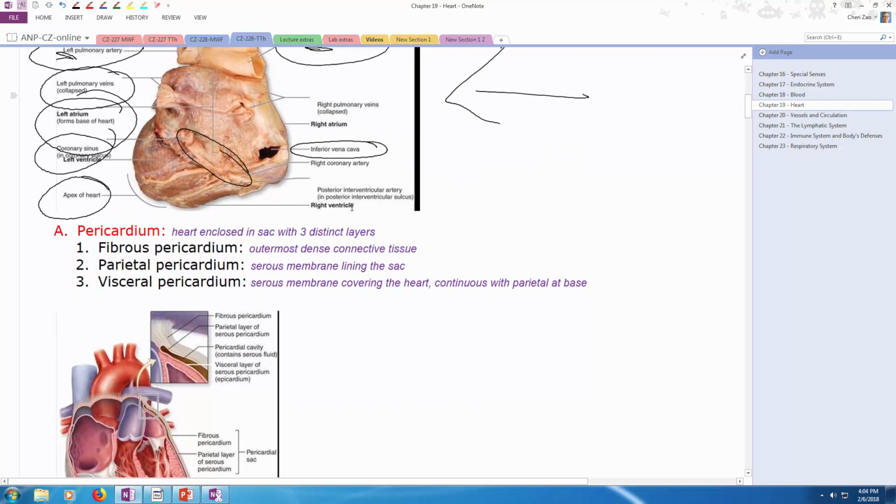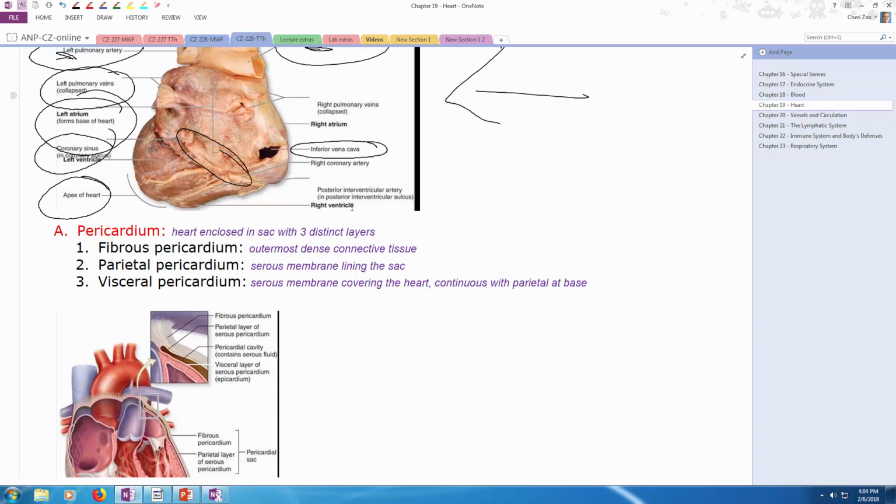Let's talk about the pericardium. Most of your specimens do not have a pericardial sac associated with them. So let's go ahead and go over the pericardial sac so you realize that that was actually a specimen that was not obtained in a way that would give you the satisfaction of understanding how the pericardial sac is applied to the heart. Our notes say the heart is enclosed in a sac with 3 distinct layers.